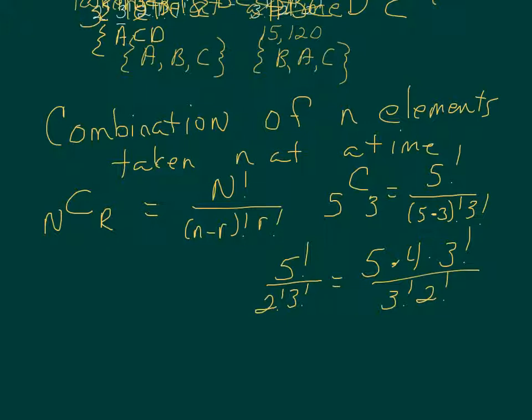All right, so here our 3 factorials cancel. 2 factorial is 2 times 1, so 2 goes into 4 twice. And again, we get 10. The formula's a little bit quicker than listing all the different ways.